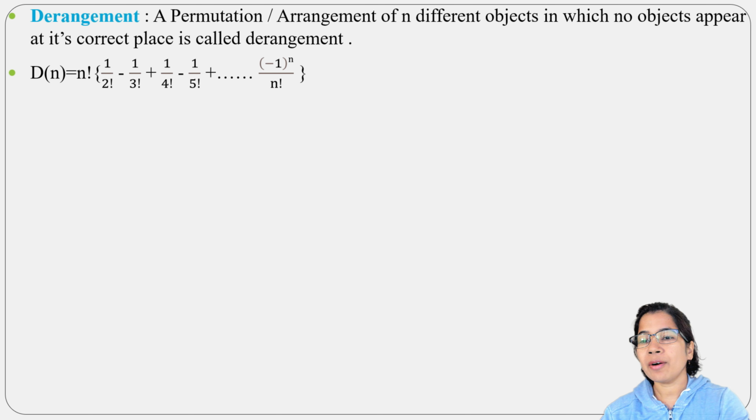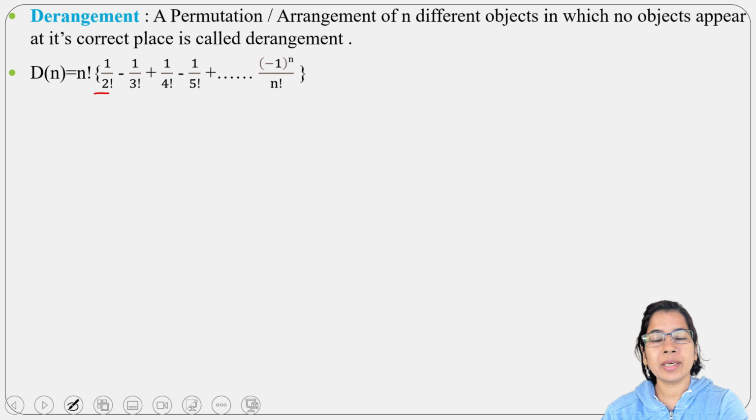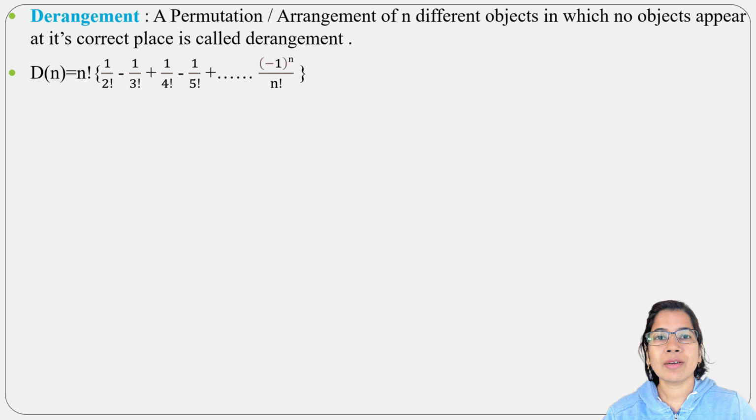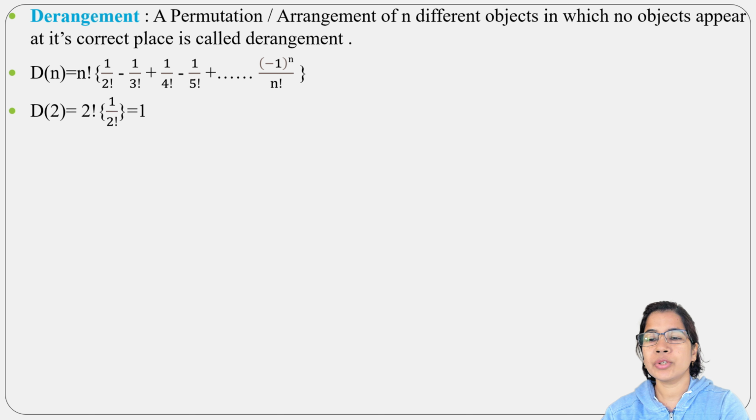Okay, so D of n equals n factorial multiplied by 1 divided by 2 factorial minus 1 divided by 3 factorial plus 1 divided by 4 factorial minus 1 divided by 5 factorial, like this, up to minus 1 power n divided by n factorial. So this is the formula for derangement. Now check this for the derangement of 2. D of 2 equals 1.